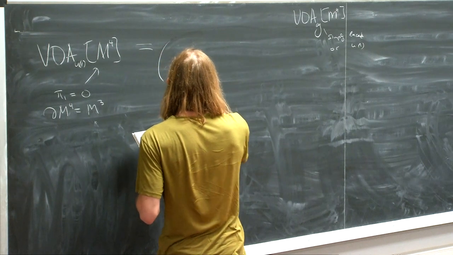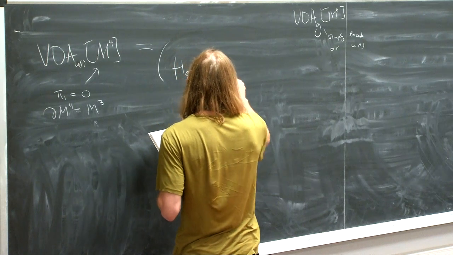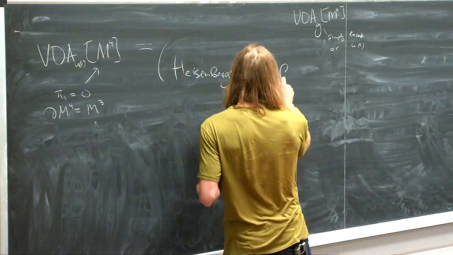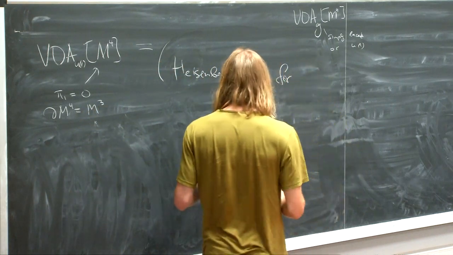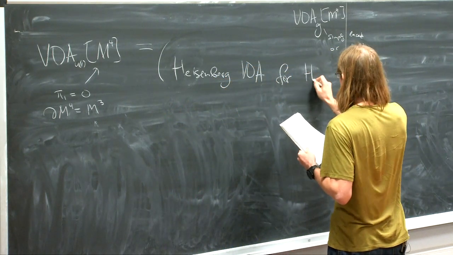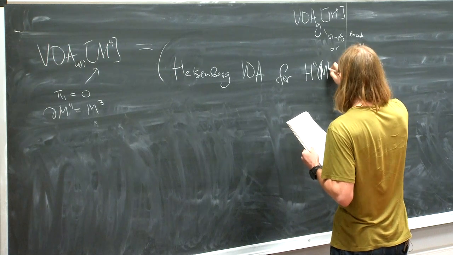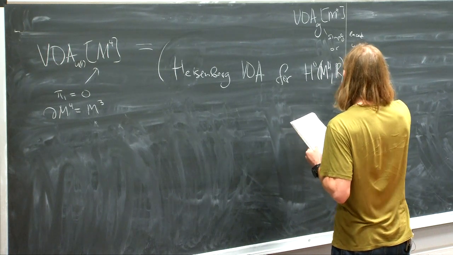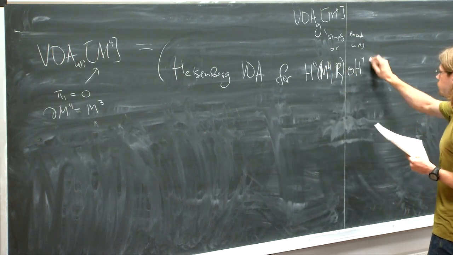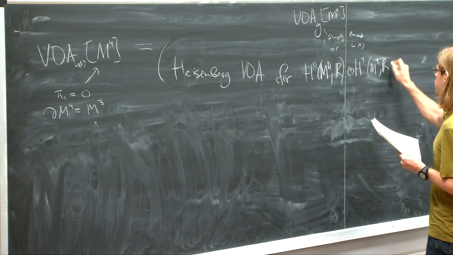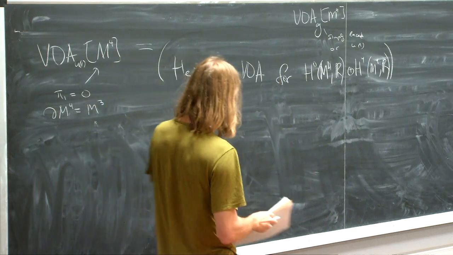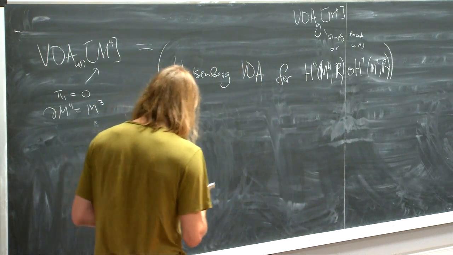So it can be understood as a Heisenberg VOA. First you take a Heisenberg VOA, which we defined before for the real vector space. For the Heisenberg VOA, the input is a real vector space with a symmetric pairing. In this case, this real vector space is the homology with real coefficients in degree 0 and 4. And there is a natural pairing here, given by intersection between 0 and 4 cycles.